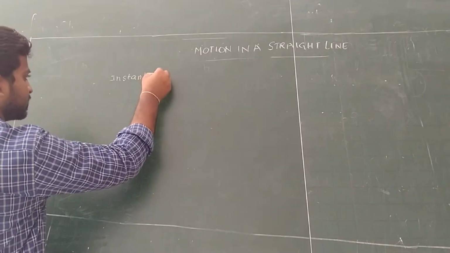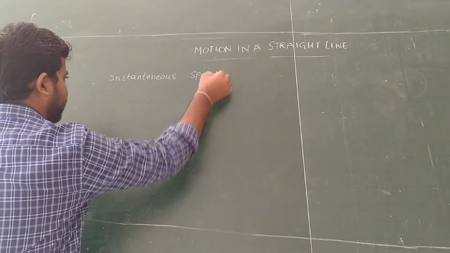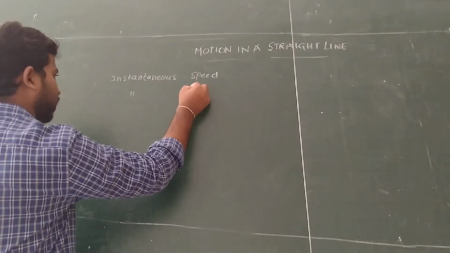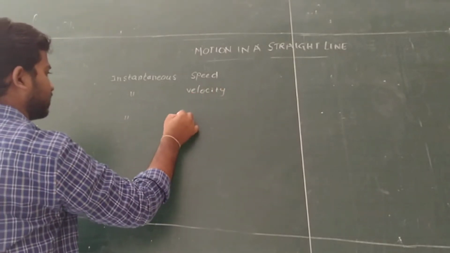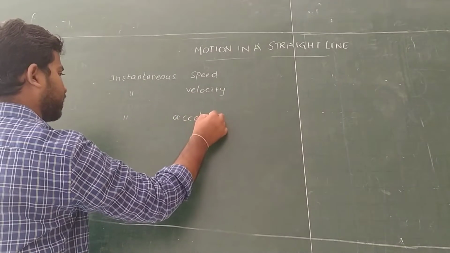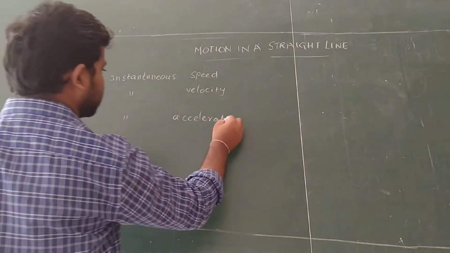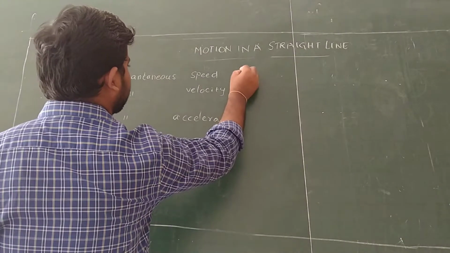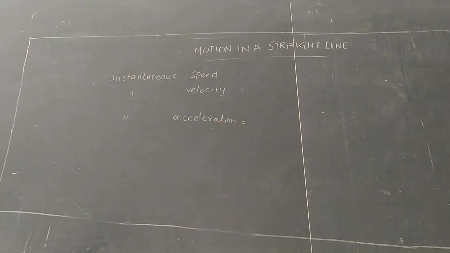instantaneous speed, instantaneous velocity and instantaneous acceleration. You know very well these formulas. Instantaneous speed means the speed at a particular instant of time.